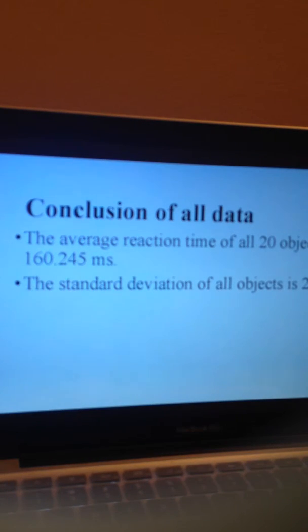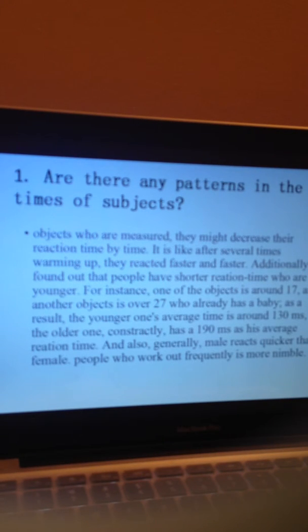Here's the conclusion of all data. The average reaction time of 20 objects is around 160.245 milliseconds, and the standard deviation of all objects is 28.134. And now here are some questions for this experiment.